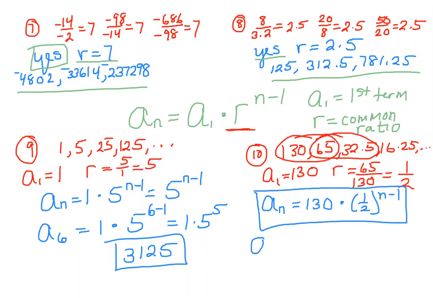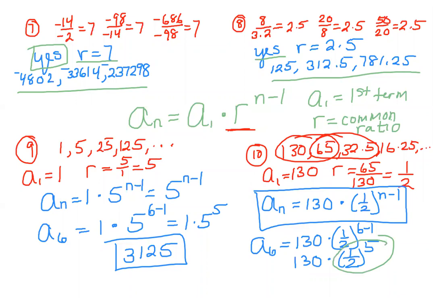And then to find A 6, we're just going to substitute in 6 for n. So that's going to be 130 times 1/2 to the 5th. Whoops, 1/2. I said 5. So you do this first and then multiply it by 130. And if you do that, you should get 4.0625 in this case. All right, let's look at number 11.